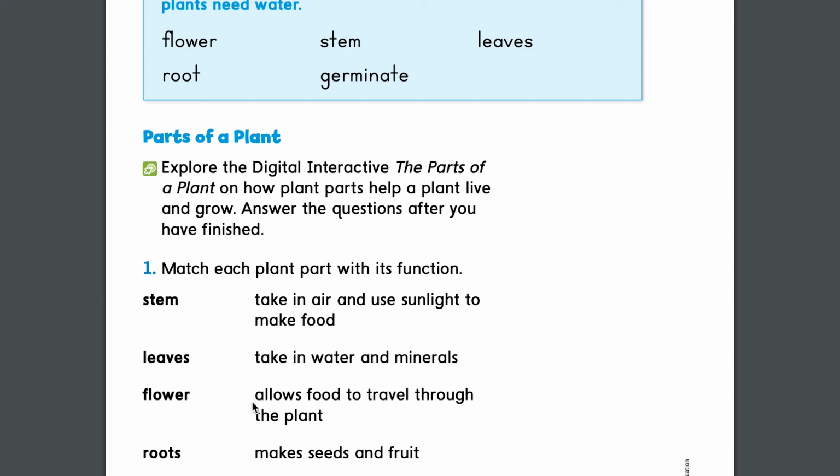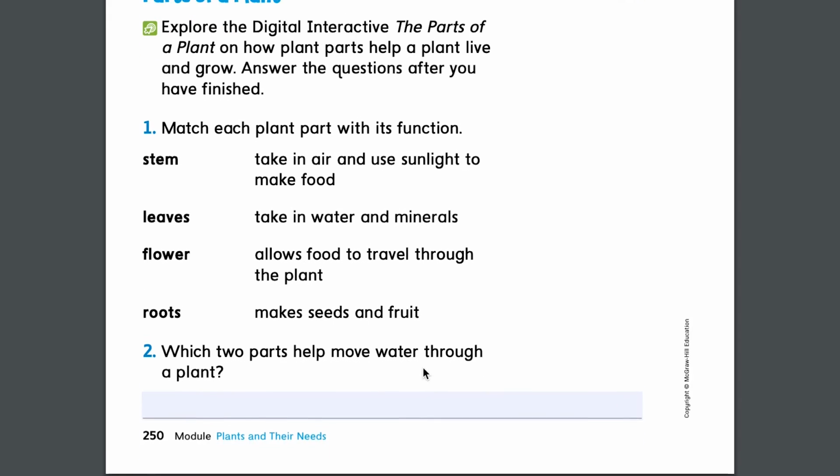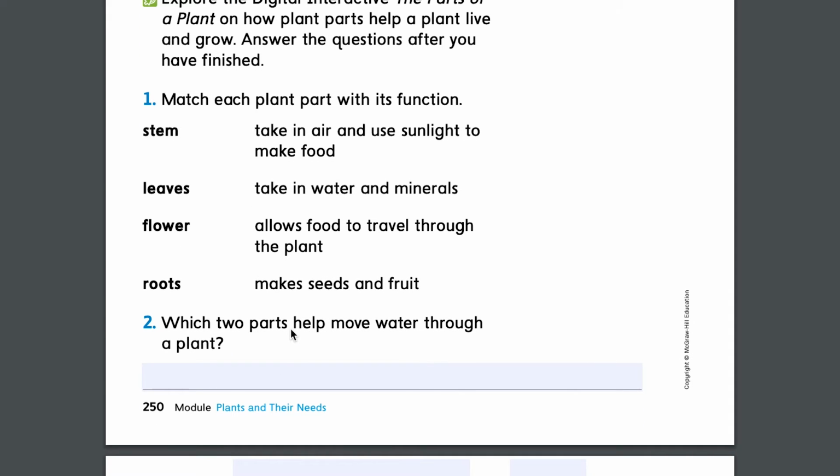And roots take in water and minerals. Water and minerals are two things that you find in the soil. And since roots are the only part of the plant that are inside the soil, the roots take in water and minerals. So which two parts help move water through a plant? We said roots, because they start off in the soil. They take the water up into the plant. And then how does the water continue up the plant? It goes through the stem. So the two parts that help water move through a plant are roots and stem.